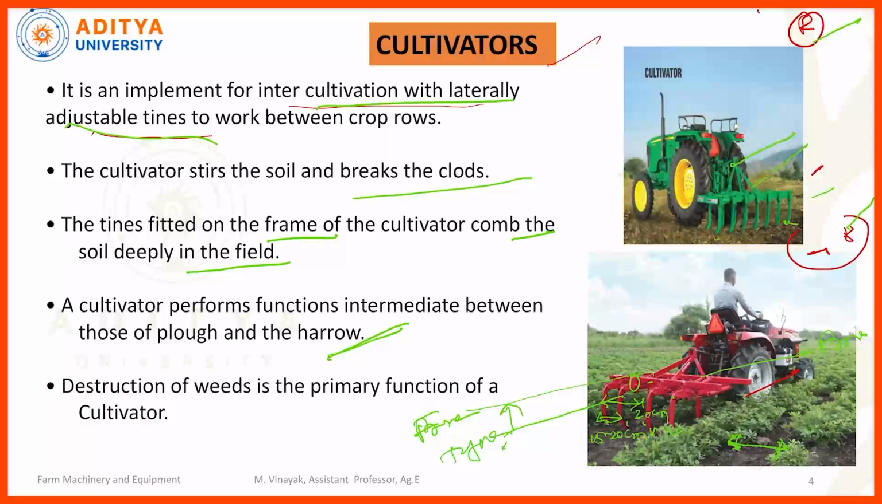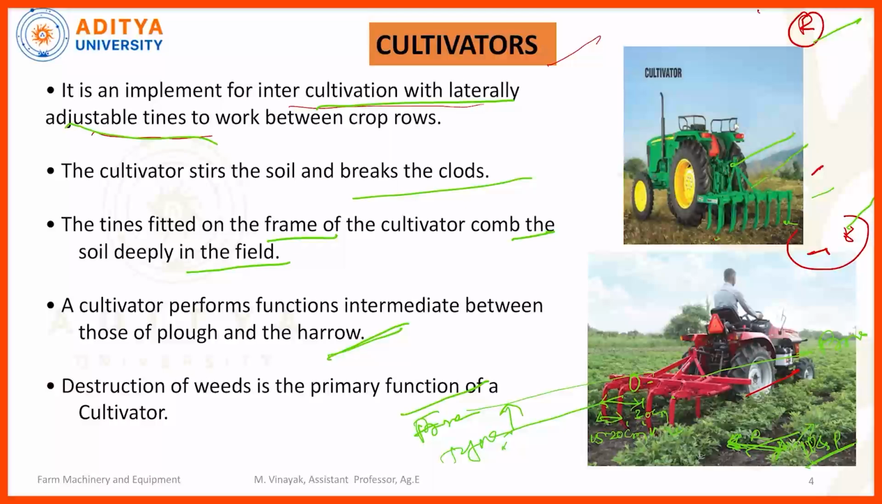This one is called a row, and the gap between these two is called plant to plant spacing, P to P spacing. This one is row to row spacing. So the destruction of weeds is the primary function of the cultivator. Removing weeds is the primary function of the cultivator. So this is regarding the cultivators.